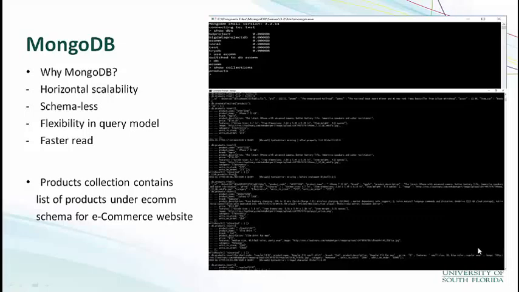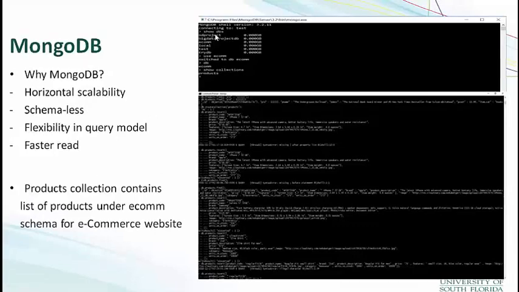Moreover, query modeling is very flexible in MongoDB, so it is easier for us to use the DDL and DML commands for manipulating our varied set of products. Last but not the least, faster reads is another prime reason for selecting MongoDB, because we needed our database to meet low latency requirements for read requests at a low throughput. So MongoDB seemed a perfect fit for the need of our application.